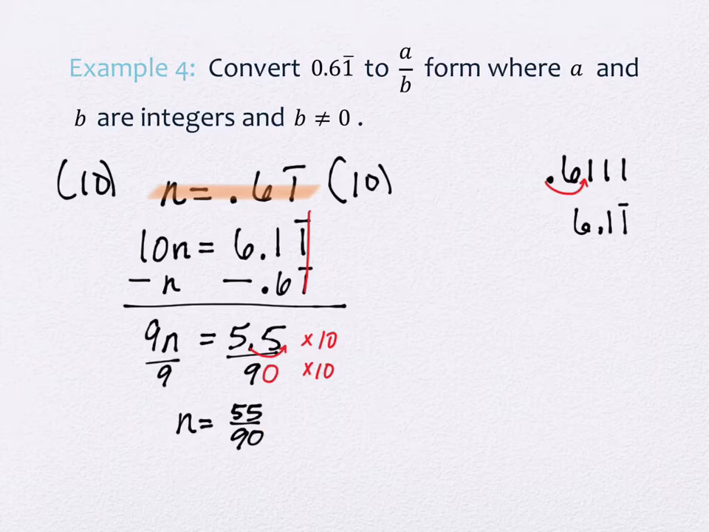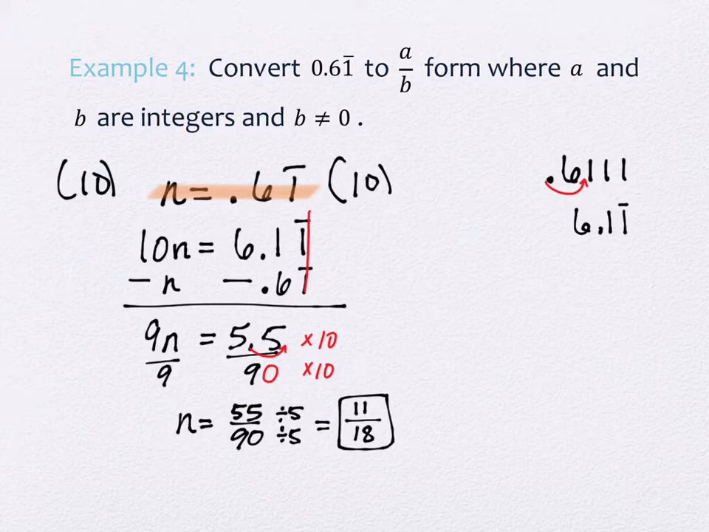How can this reduce now? Yeah, they happen to be both divisible by 5. So that doesn't happen at every part of a problem, but it did on this one. So 55 divided by 5 would be 11, and 90 divided by 5 is 18.